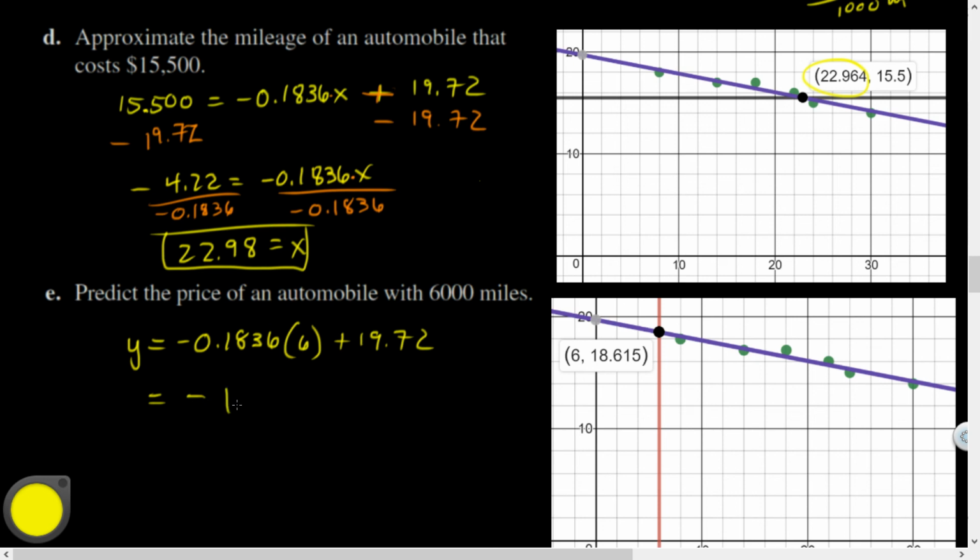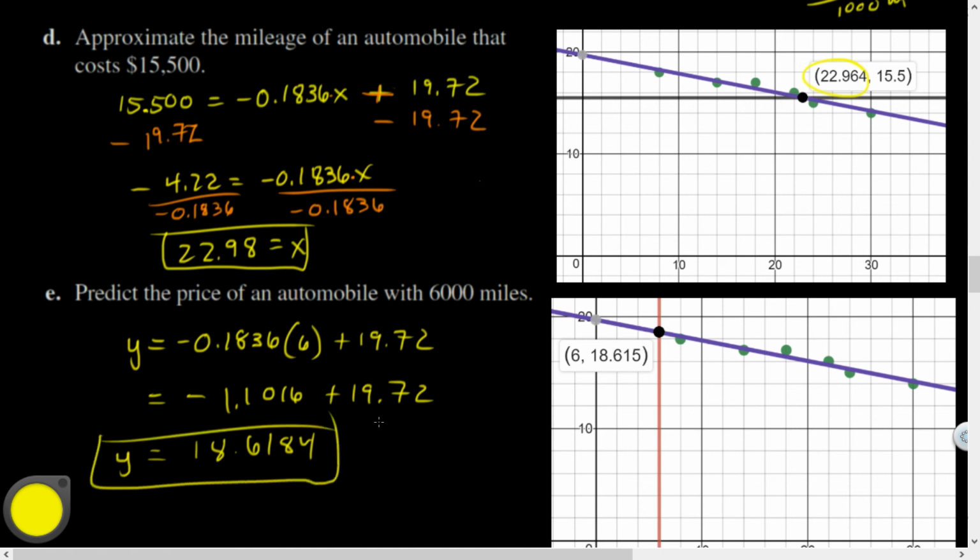This I get negative 1.1016. What do I expect these numbers to add to be? One's negative. 18.6184. Where have we seen that before? Right there. Bam. All right, so here's graphically how you could predict, and here's algebraically how you could predict. That's as far as we'll get today.